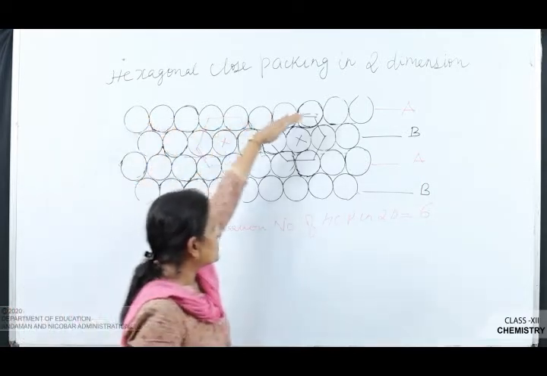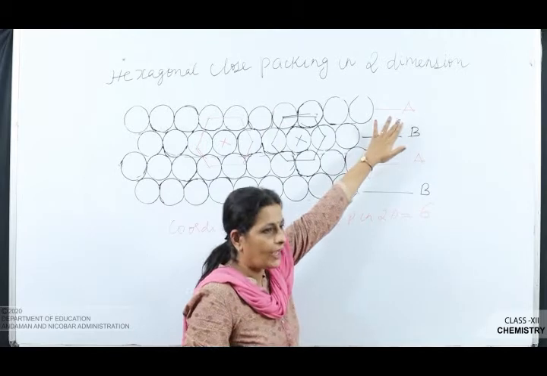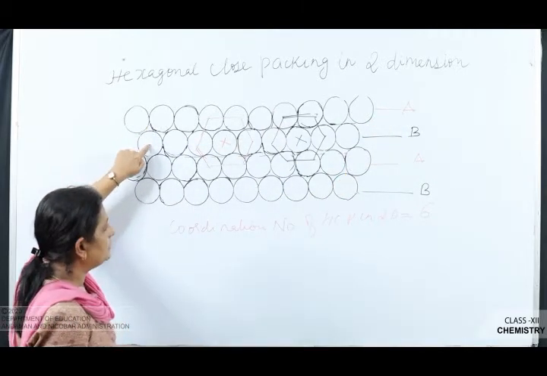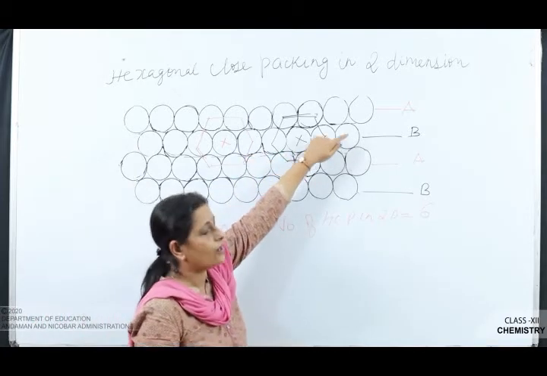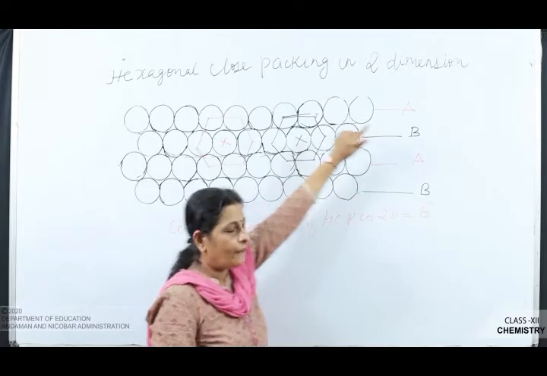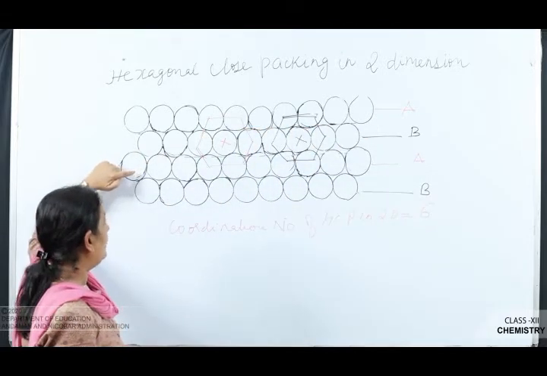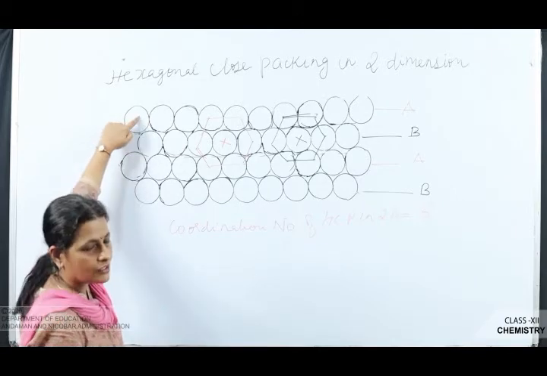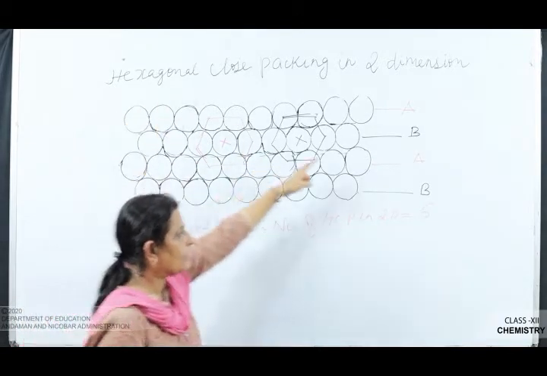First layer you are arranging and you are calling it what? A. The second layer is arranged in the voids of the first layer. So, what do you observe? The second layer is not identical to the first layer. So, we have named it what? B. Then the third layer is aligned vertically with what? The first layer. So, the third layer becomes identical to the first layer. So, you are naming it again as what?